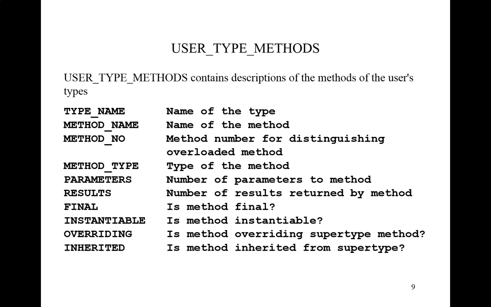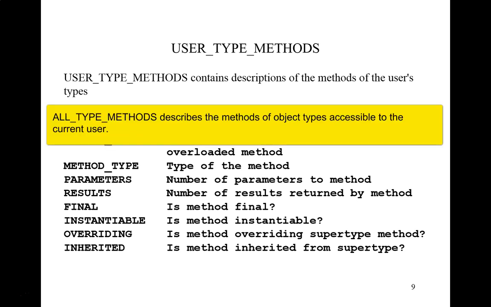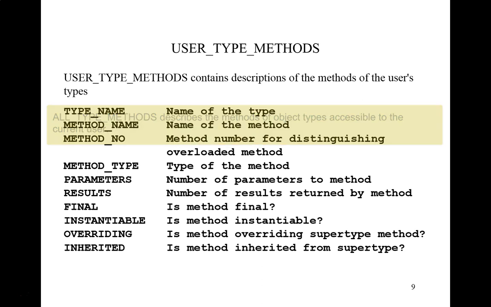I'll be using views that have this user prefix because I'm just trying to get you acquainted with the architecture here. But keep in mind that you may not be the owner of a type that you're using. Someone else may have created it and given you permission to use it. In that case, looking at these user views, you'll not find any information about the type. There's a second level of views, prefixed with the word all. All type methods exists, and this one goes a step beyond what we're showing here. It has an additional column called owner, which is defining the owner of the type. So all type methods describes the methods of the object types that are accessible to the current user.